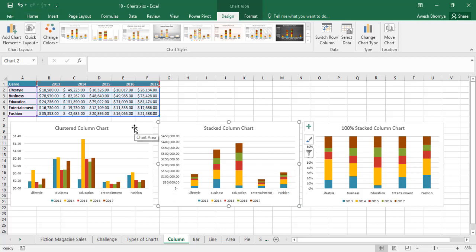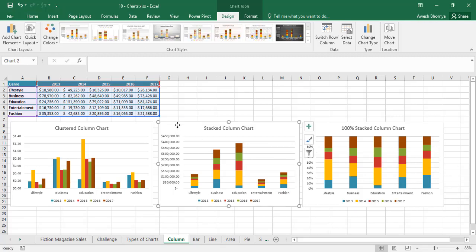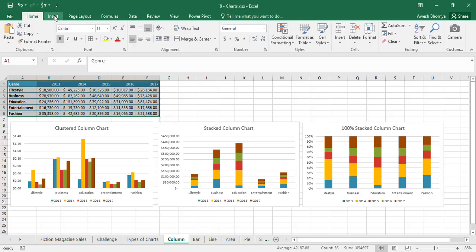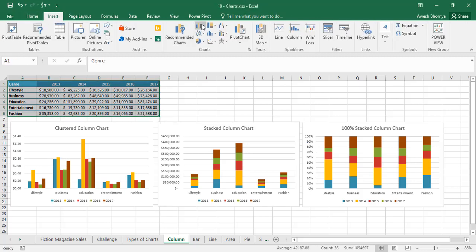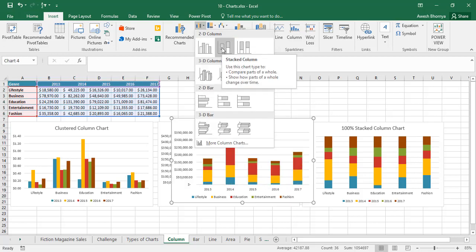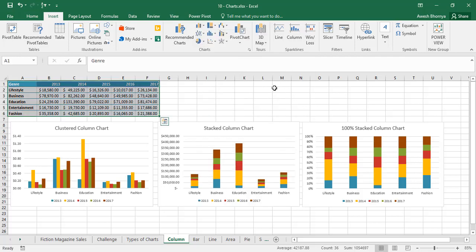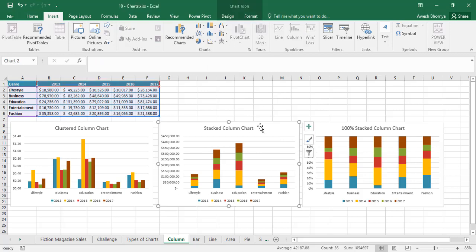Now in the last video, I taught you how to create a clustered column chart. The only difference in creating a stacked column chart is when you select your data and you click the insert tab, you have the option to create the column charts. That is where you have the option of creating a stacked column chart. I'm not going to be inserting this. Similarly, you have the 100% stacked column chart. I'm not going to be looking into that. But yes, I have already created the 3 charts for you.